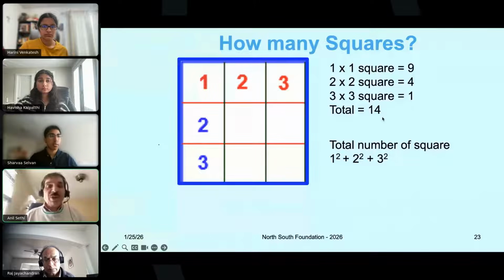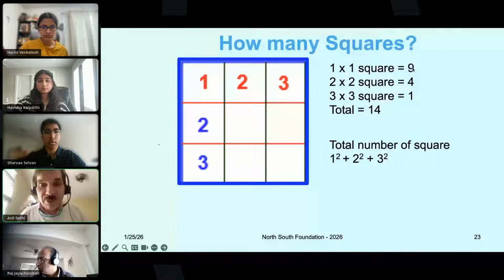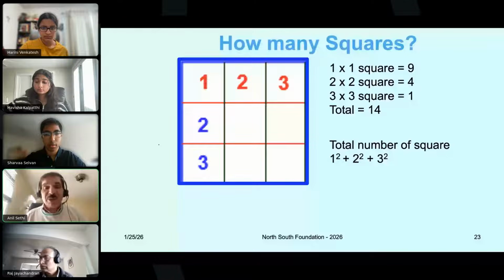So anytime you're given a problem like this, you simply start with 3 by 3, which is 9, then 2 by 2, 4, then 1 by 1. And if you're given anything bigger or more complex, you just build it up. It's just going to be the sum of all the square numbers.